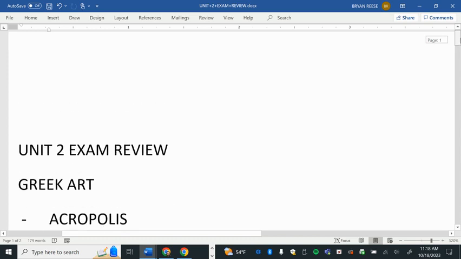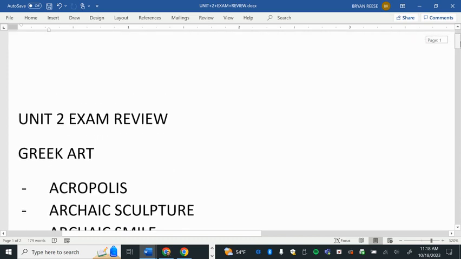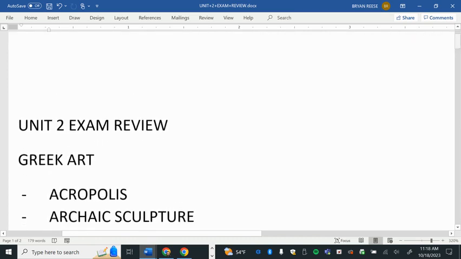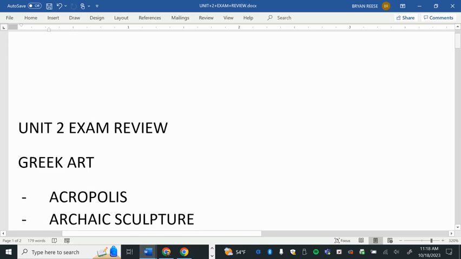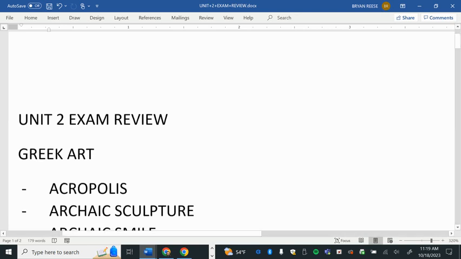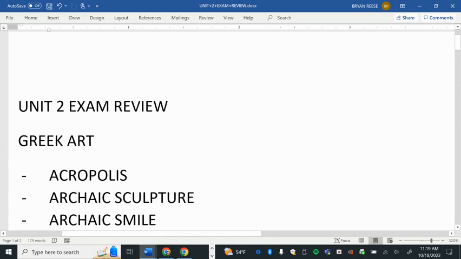Archaic sculpture. Let's do this. All right, archaic sculpture. You remember that is the Kouros and the Kore. Very stoic poses. The left foot forward, the fists attached to the sides, the archaic smile. And there is the archaic smile. You should know what the archaic smile is.